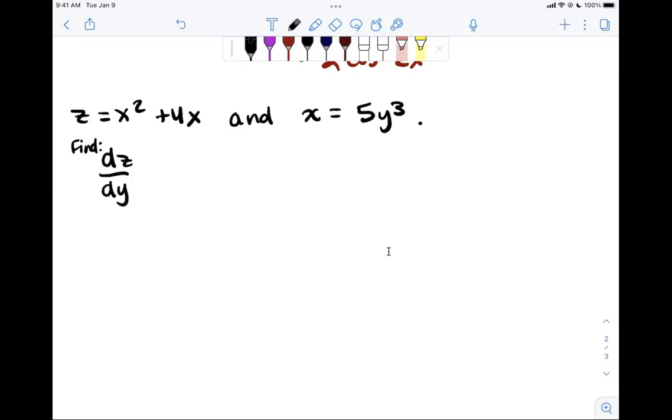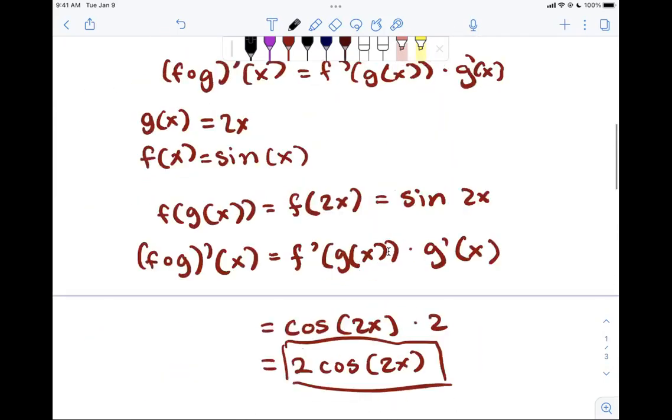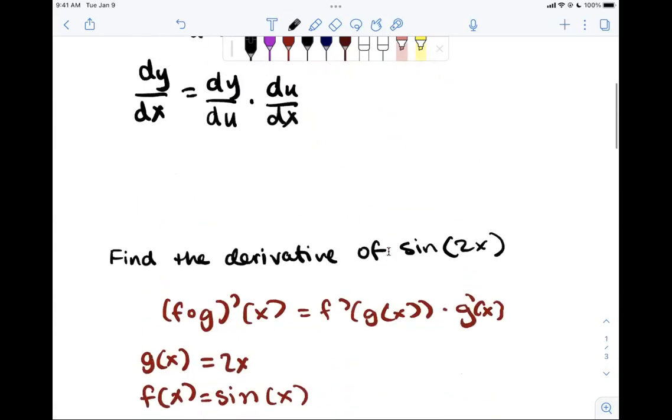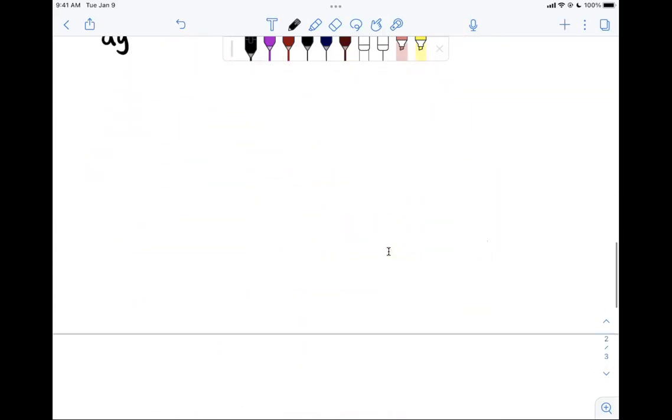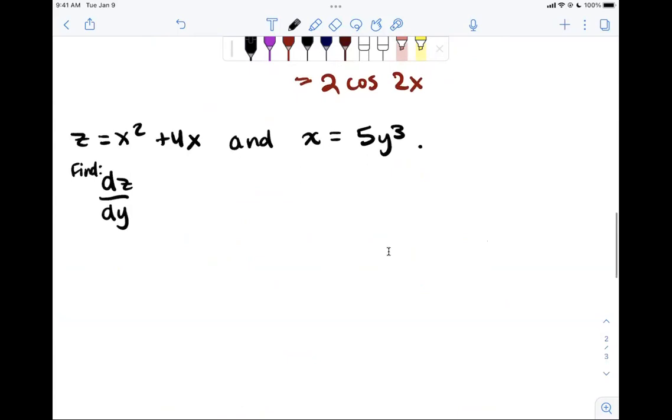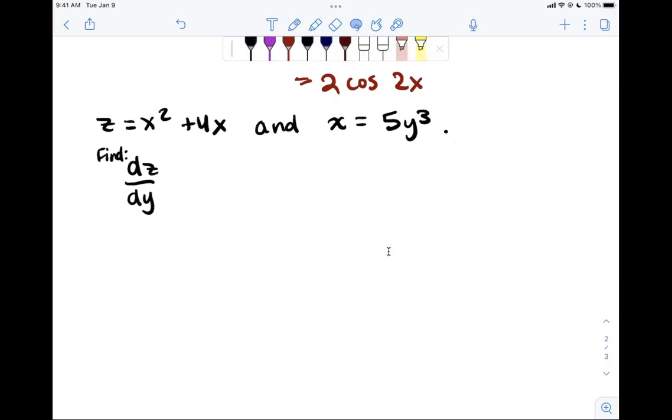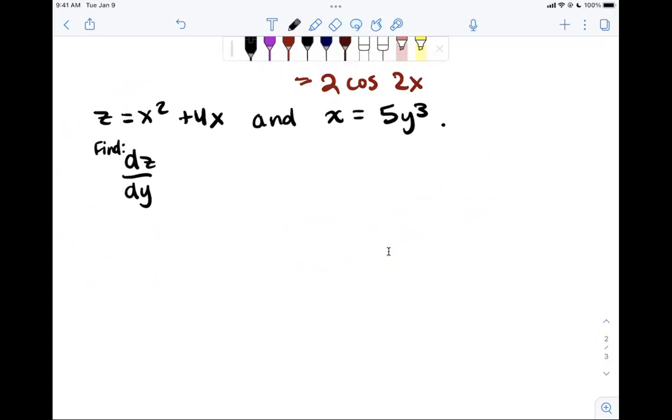All right, so in this case, I really do want to use the second formulation. That's just going to make it a lot easier with the notation. And then I will also do it with the first formulation. But let's first see how this works. So we're trying to find dz/dy. Using the chain rule, that's dz/dx times dx/dy.